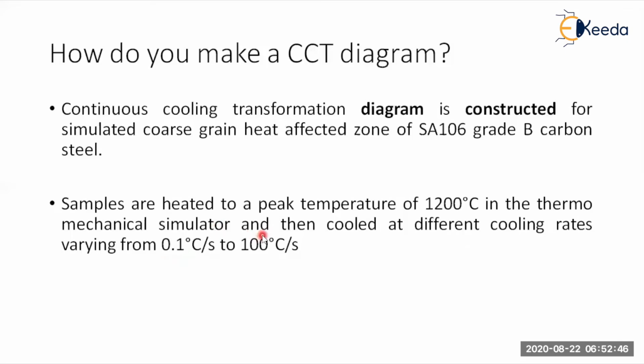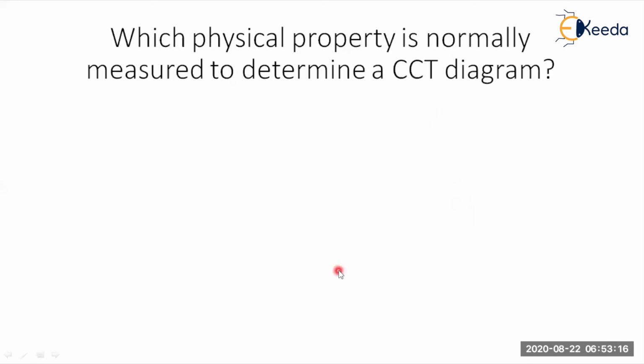If you increase the cooling rate, what phase exists at the higher cooling rate? And what structure exists at the lower cooling rate? Suppose at 0.1 degree per second cooling rate, what state exists? All this data can be collected after making the sample and after heat treatment is completed. That means heat the sample up to 1200 degrees centigrade and cool at different cooling rates.